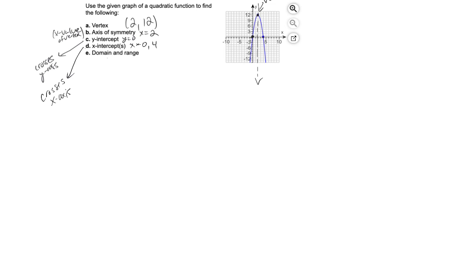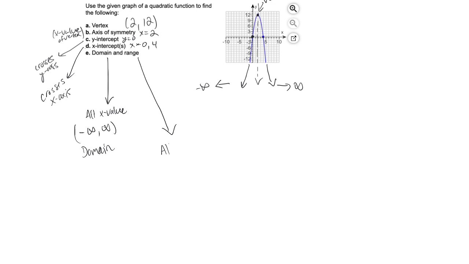Last is domain and range. So domain is all x values or inputs, and then the range is all y values or outputs. So if we look, this is going to continue down all the way to the left to negative infinity and all the way to the right to infinity. All right, so it's going to keep going from negative infinity to infinity. So our domain is negative infinity to infinity.